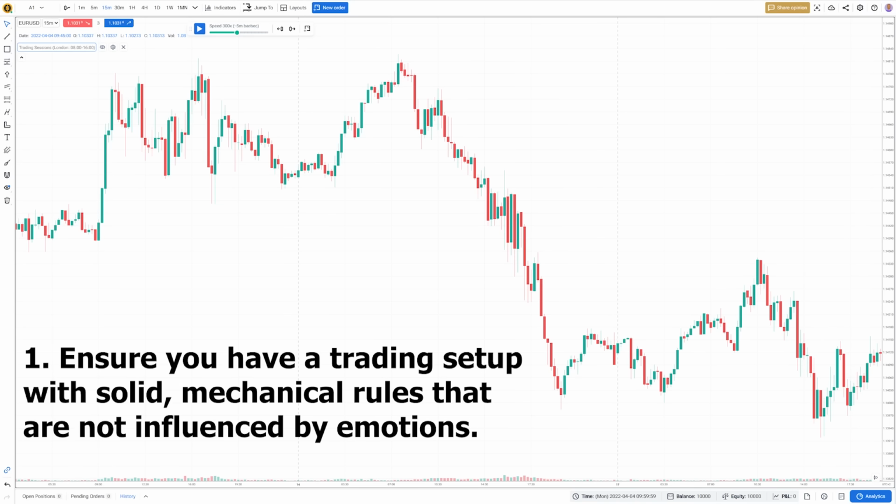First, ensure you have a trading setup with solid mechanical rules that are not influenced by emotions. You must follow these rules during backtesting, just as you would in the real market. For example, if you're a session trader who trades only during the London session, incorporate that into your backtesting and only take trades during that time frame.